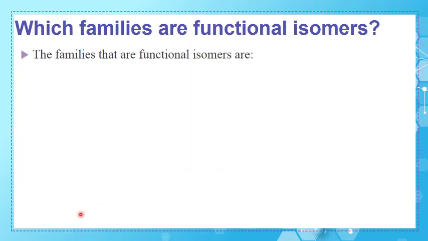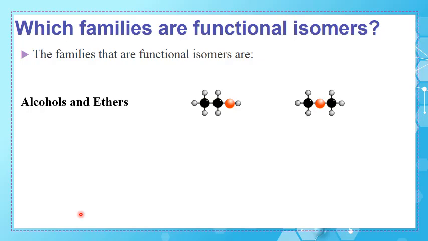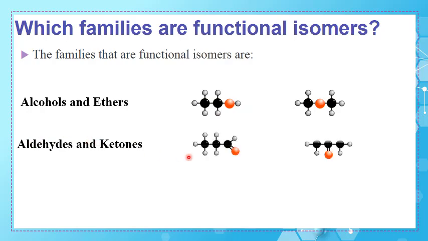And which families are functional isomers? Here you have to know that the families that are functional isomers are alcohols and ethers. As you notice, they have the same molecular formula, but they have different functional groups, so they are functional isomers. We have aldehydes and ketones, as you noticed here. We have C double bond O with 1 hydrogen here, and here C double bond O, but here we have an alkyl group and an alkyl group, while here we have hydrogen. And finally we have carboxylic acids and esters.